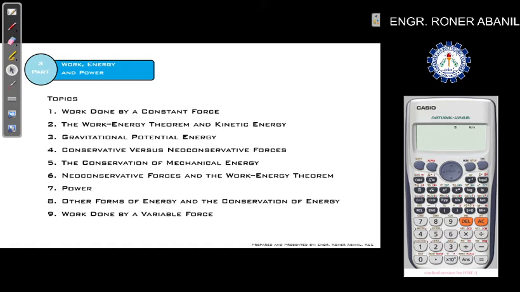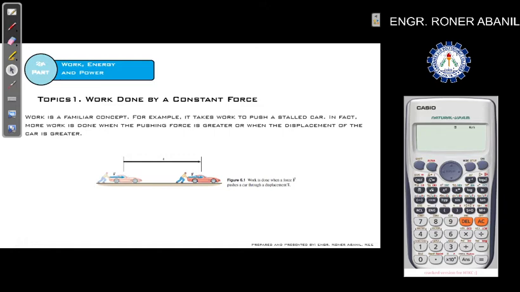So, mag-start tayo dito sa work done by a constant force. Okay? So, work is a familiar concept. Very familiar na tayo sa tinatawag na trabaho or work, no? So, work is for example, it takes work to push a stalled car, no? In fact, more work is done when the pushing force is greater or when the displacement of the car is greater. Okay? So, force and displacement are in fact the two essential elements of work.